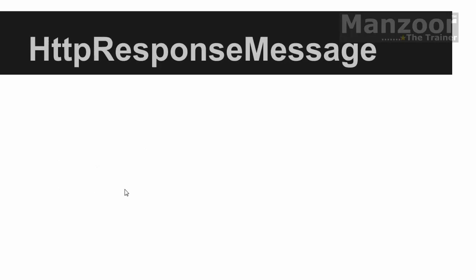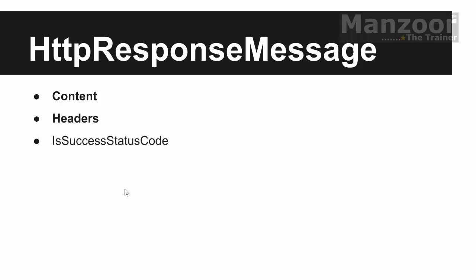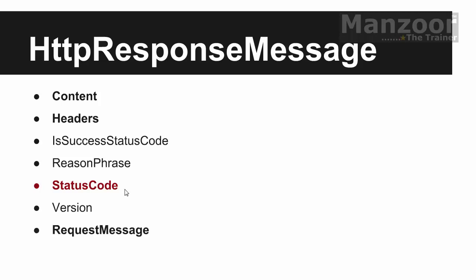Now, what does the HTTP response message contain? Again, it contains the content type that we are sending. It contains the header. It contains a flag, IsSuccessStatusCode, whether it is true or false. If your operation is successful, it will be true. If your operation is not successful, then it will be false. It contains a reason phrase. If it is false, then why? It also contains the status code. This is very, very important. What is a status code? We will see that in our next slide. It contains the version, and it also contains the same request message in the response so that the client can work with the request message if needed after it receives the response.